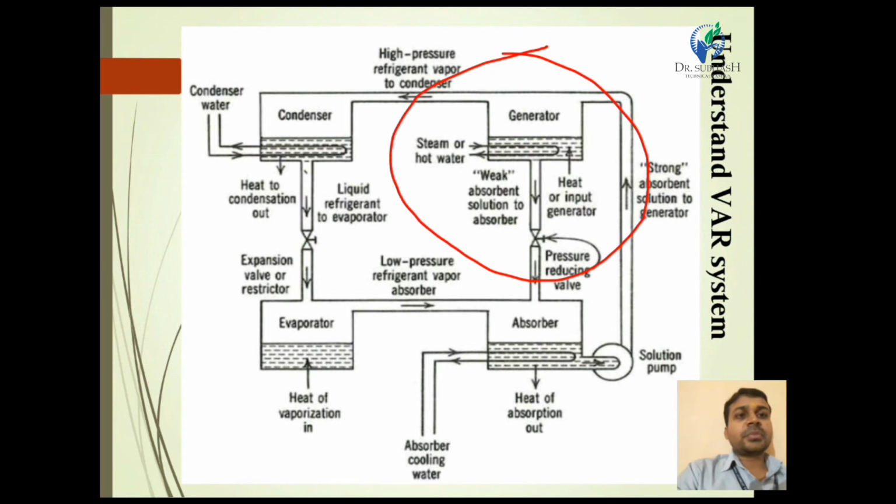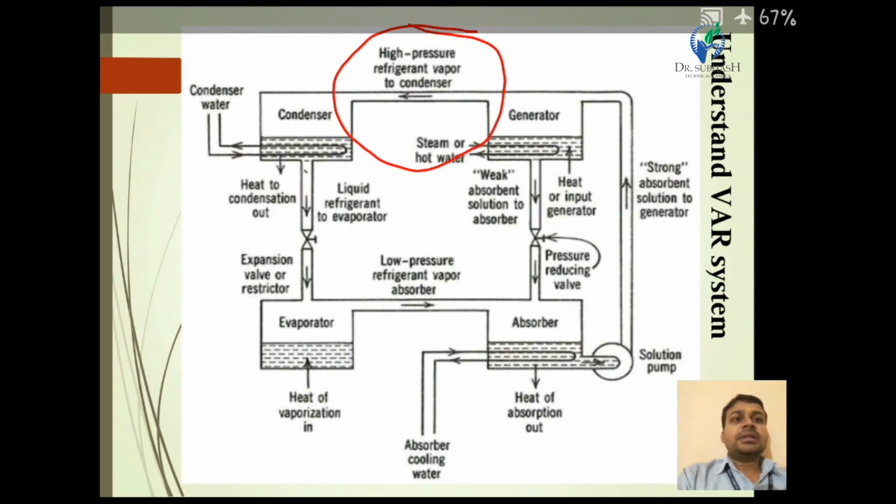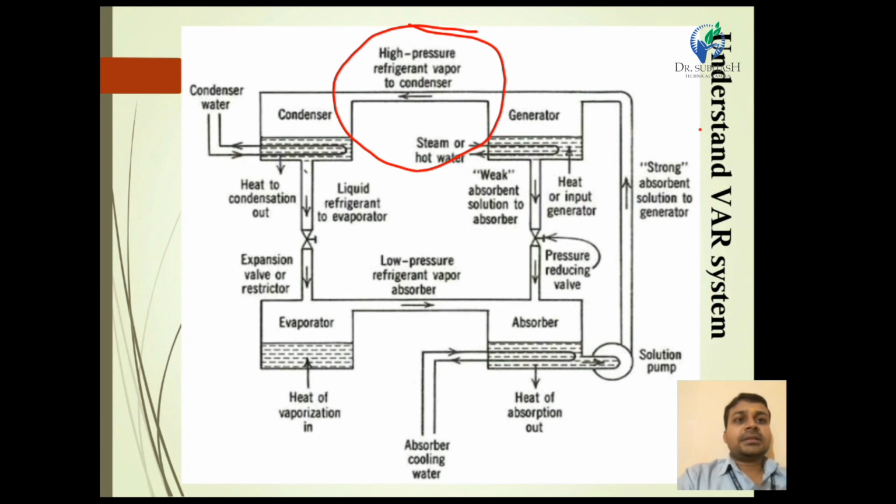In the generator, H2O and NH3 liquid are available. After the saturation point, the H2O and NH3 become vapor and pass toward the condenser. In between the generator and condenser, one analyzer and one rectifier are mounted for the separation of H2O, so that only NH3 vapor passes to the condenser.